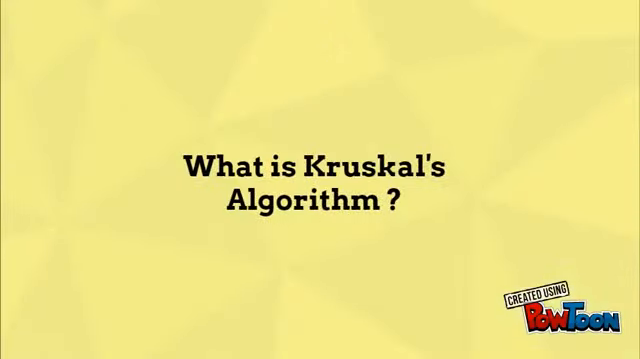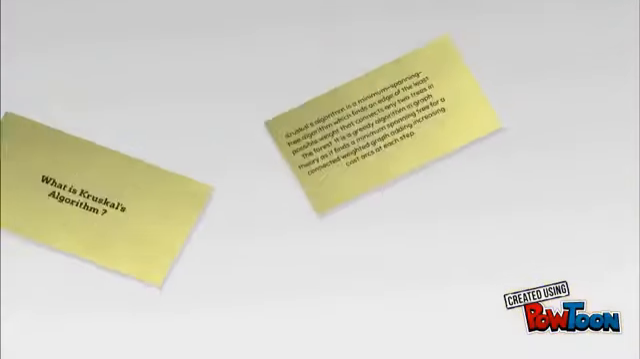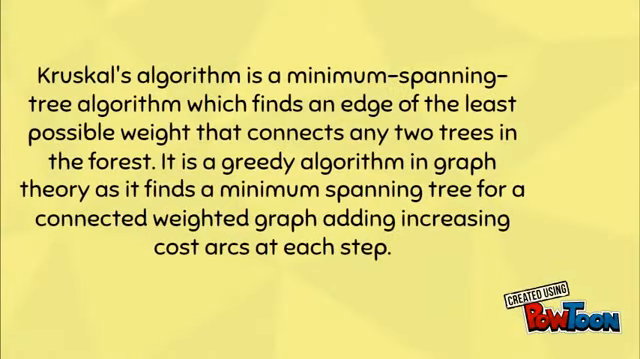What is Kruskal's algorithm? It is a minimum spanning tree algorithm which finds an edge of the least possible weight that connects any two trees in the forest. It is a greedy algorithm in graph theory as it finds a minimum spanning tree for a connected weighted graph, adding increased cost arcs at each step.